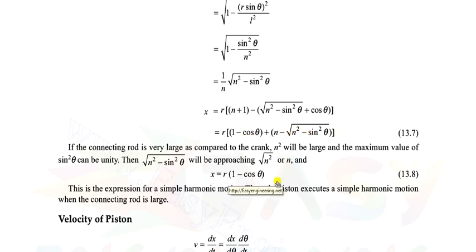So x is equal to r into 1 minus cos theta, and this is the expression of simple harmonic motion. The meaning is, the piston executes simple harmonic motion when the connecting rod is very large. But that was the special case; you have to consider this as important.